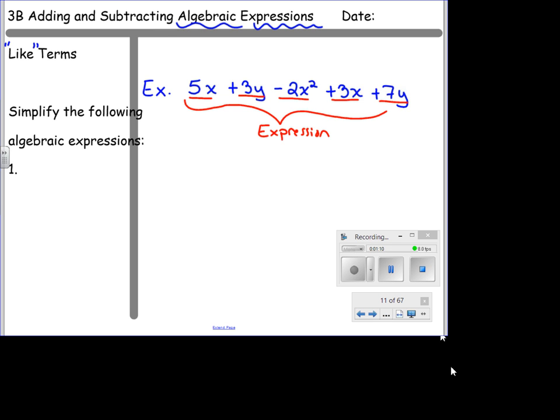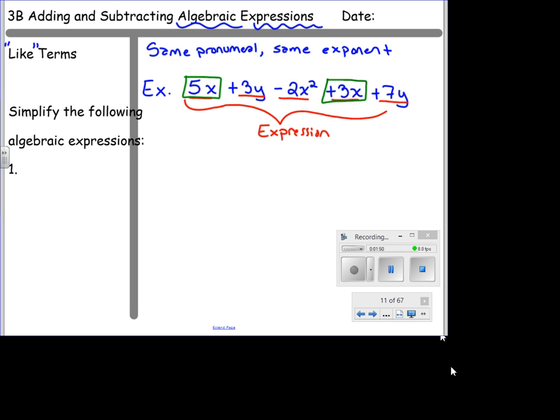So in order for a term to be like another term, we are looking for them to have the same pronumeral and the same exponent. Then we can actually make them the same, or like terms. So for example, 5x would be like 3x. So I can actually add together 5x plus 3x, and I can have 8 x's.